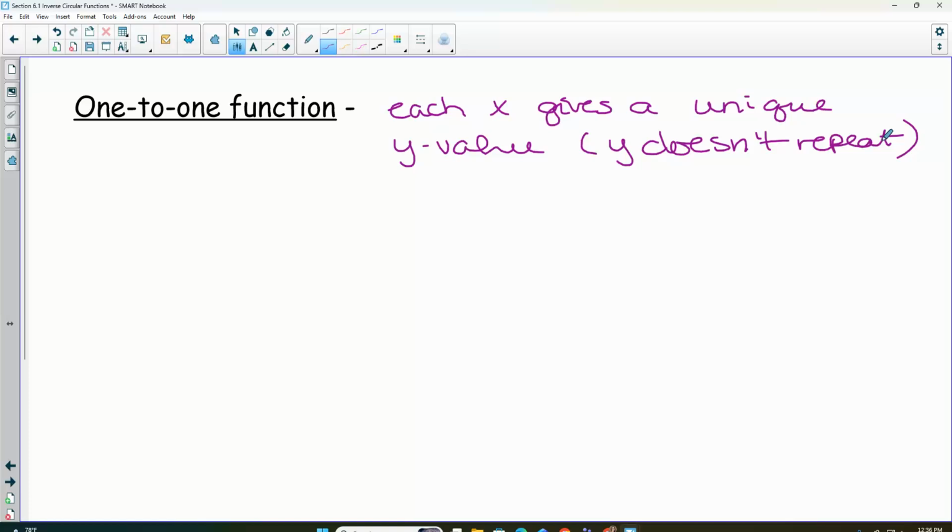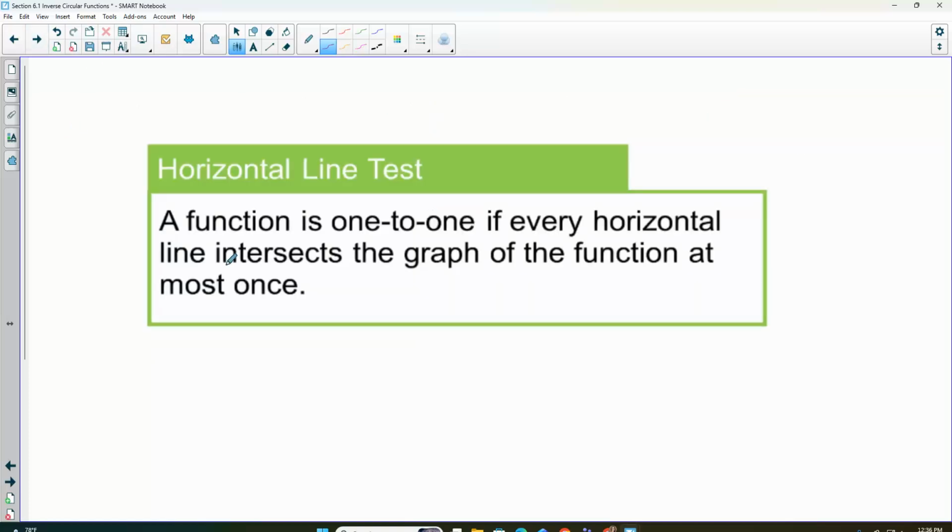In terms of a graph, we know something is one-to-one if it passes the horizontal line test. But think about the graph of sine, for instance. We know sine looks like this. Does it pass the horizontal line test? No. If I draw a horizontal line, it hits this graph multiple times. So in general, the trig functions are not one-to-one.